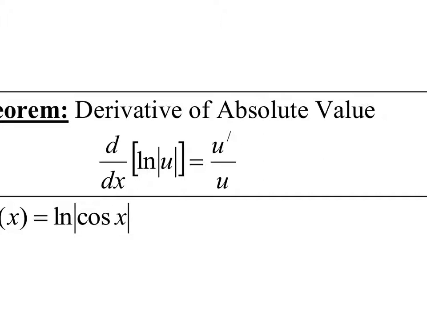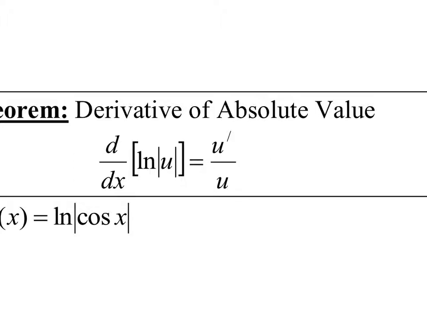theorem that we want to look at, and that is that if I take the derivative of ln of the absolute value of u, it will still equal u prime over u. We already learned the rule for ln of u, the derivative is u prime over u, but even if we take the absolute value of that inside function, it's still going to be u prime over u. If you think about it, this makes sense though.